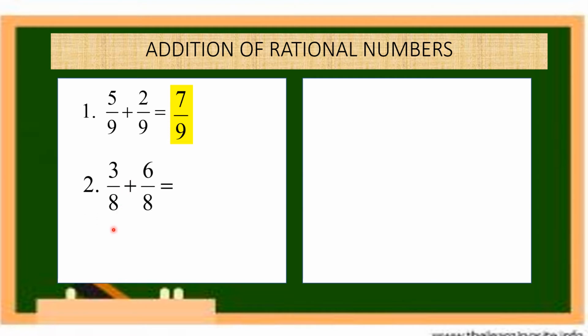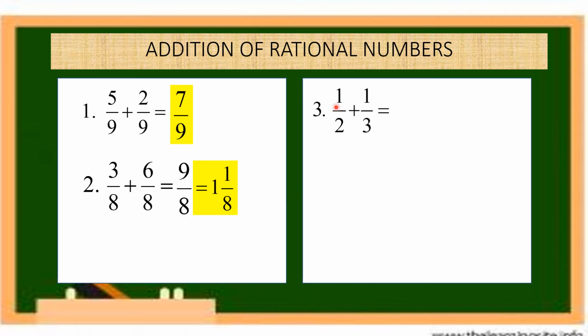We are in problem number 2. 3 over 8 plus 6 over 8. Again, we have the same denominator. Copy the denominator and add the numerator. That will become 9 over 8. But since the result is an improper fraction, we need to change it to a mixed number. 9 over 8 is equivalent to 1 and 1 over 8.